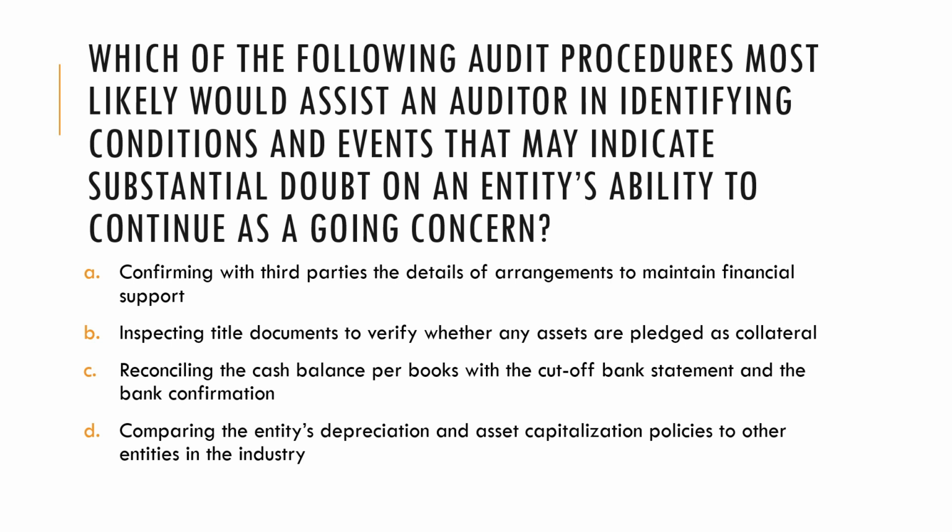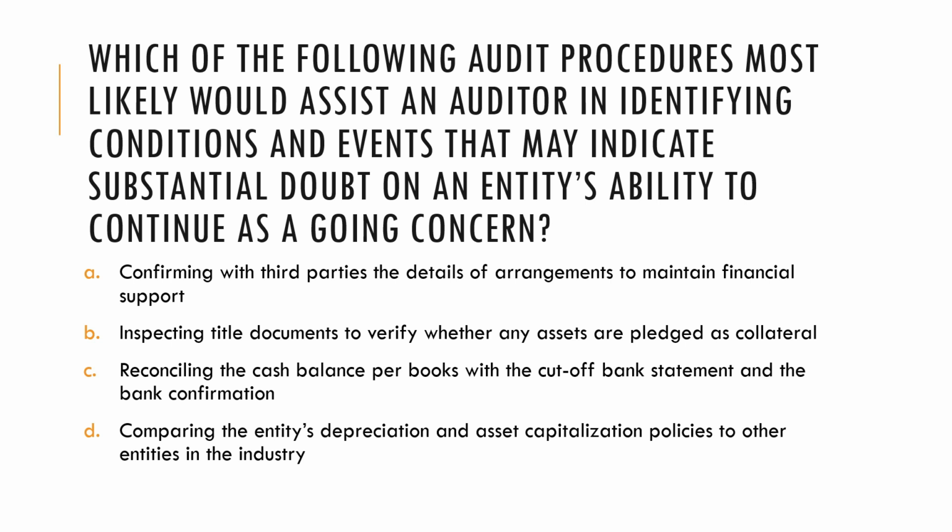Which of the following audit procedures most likely would assist an auditor in identifying conditions and events that may indicate substantial doubt on an entity's ability to continue as a going concern? So again, we are being asked about the procedures we would most likely do. Letter A, confirming with third parties the details of arrangements to maintain financial support. So just for example, if you're familiar with the concept of bailouts, right?